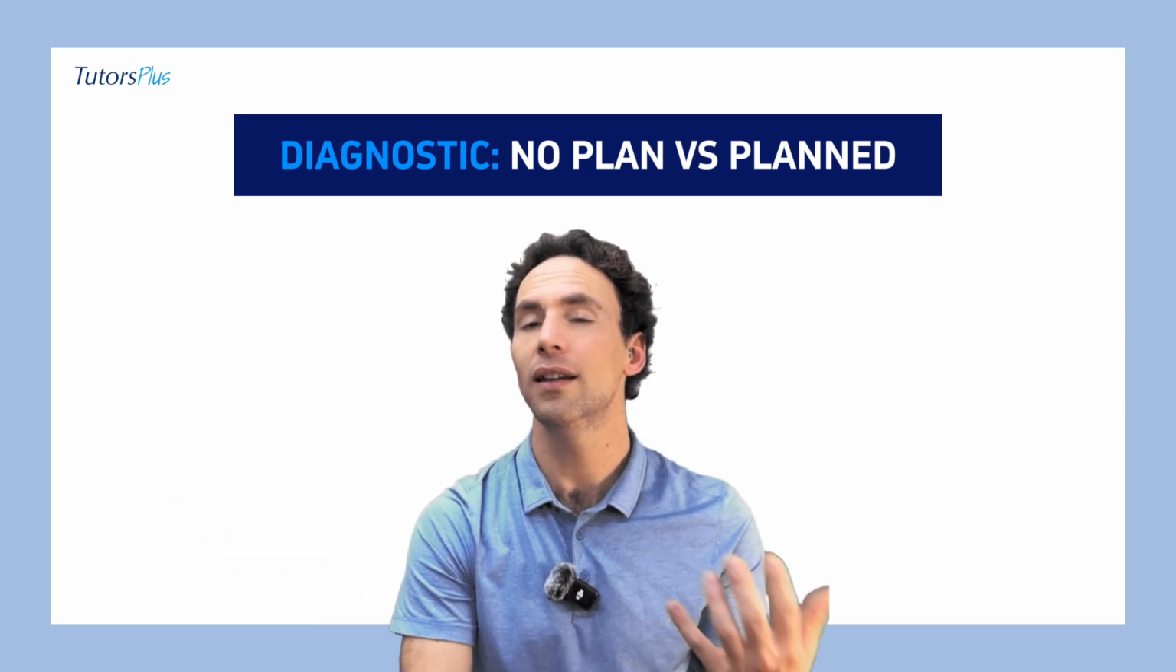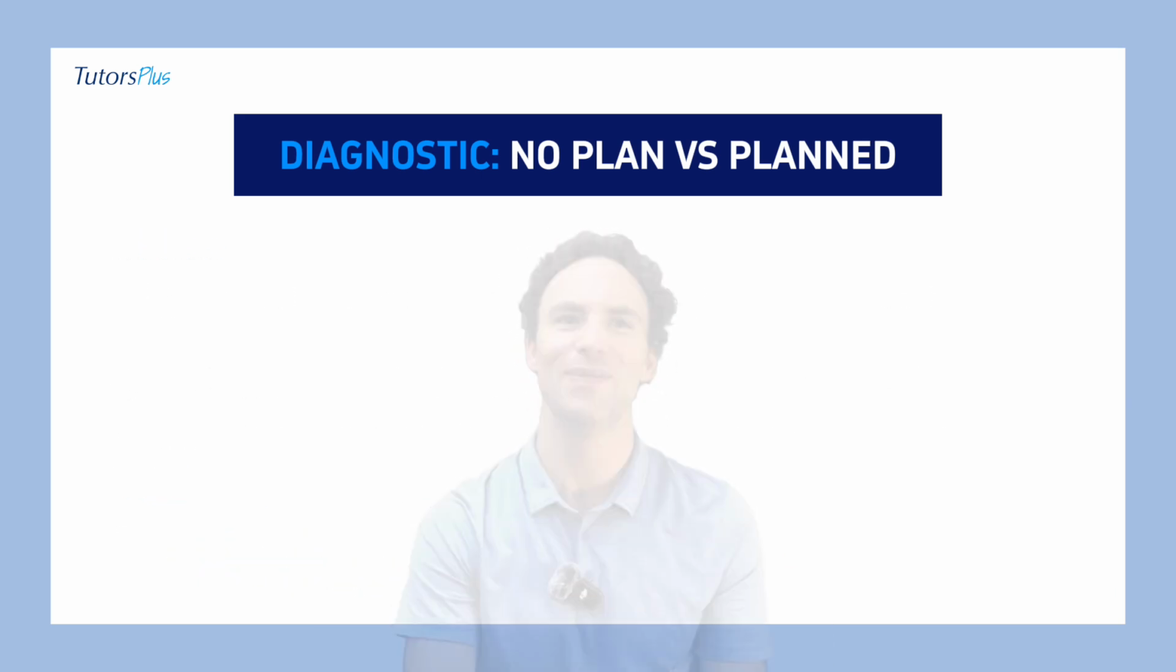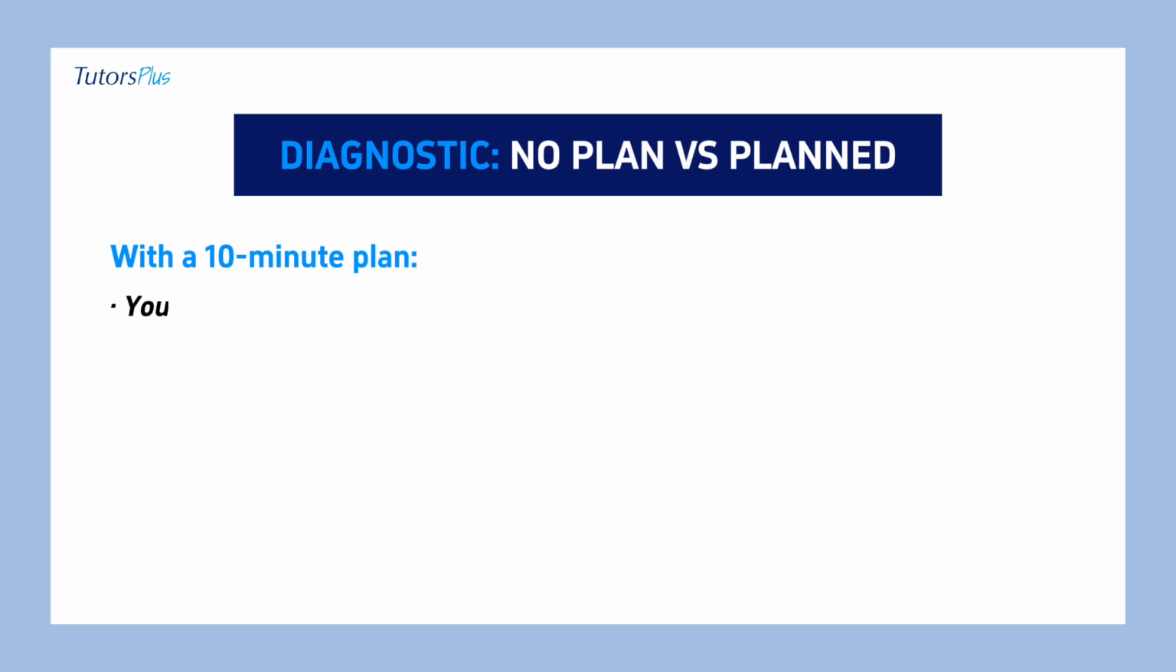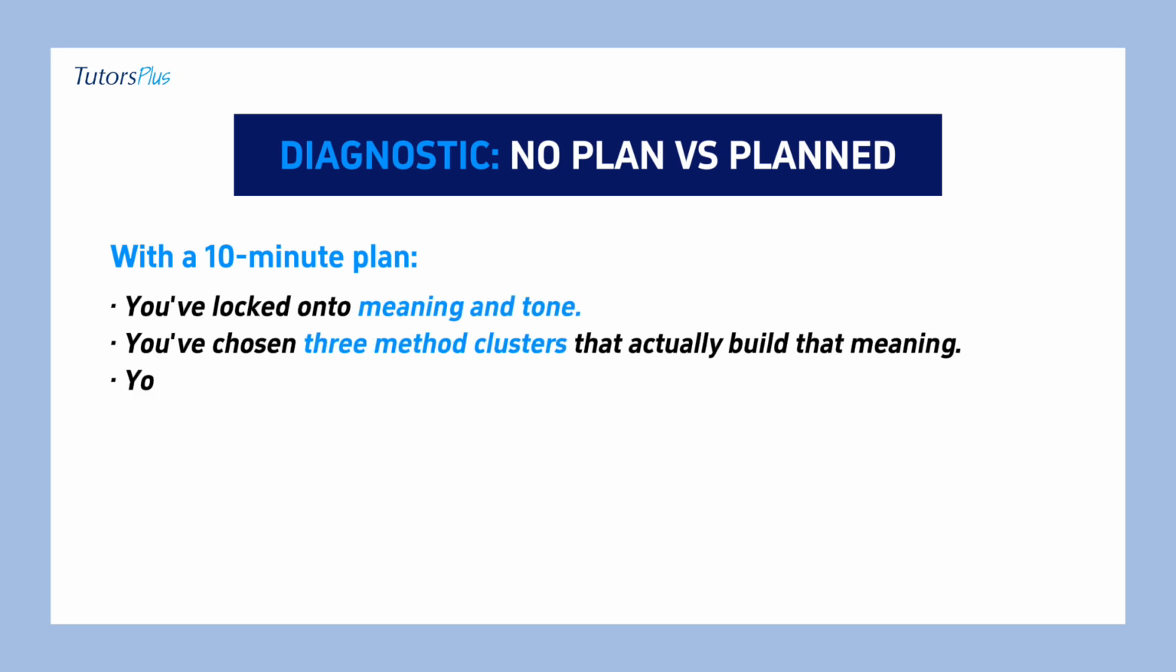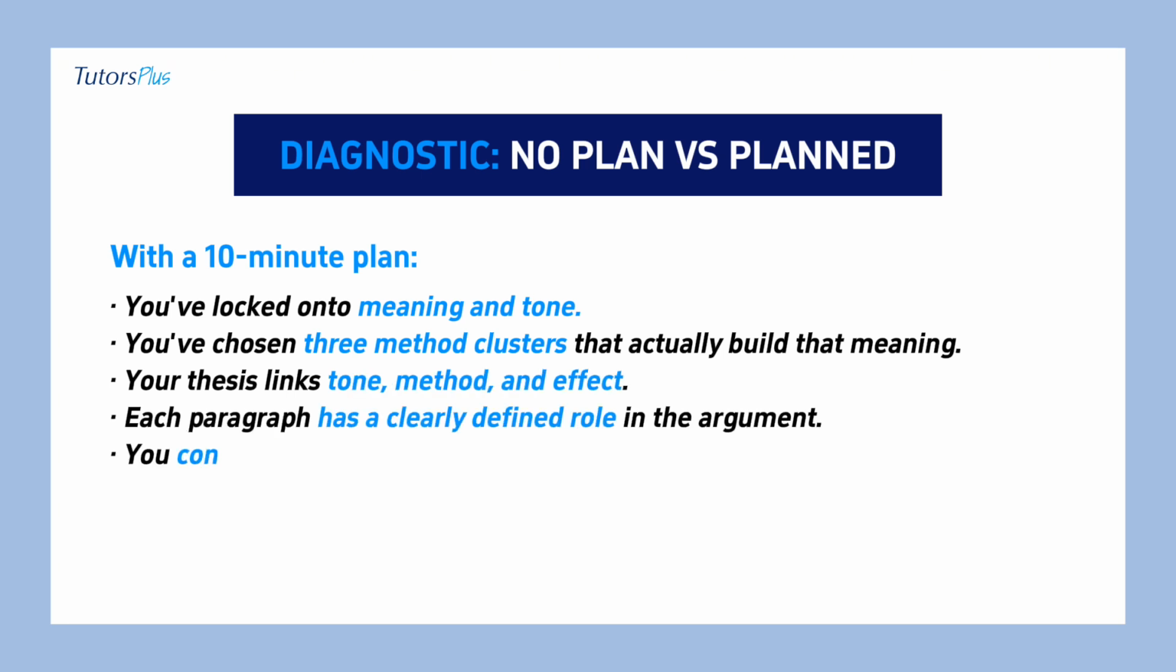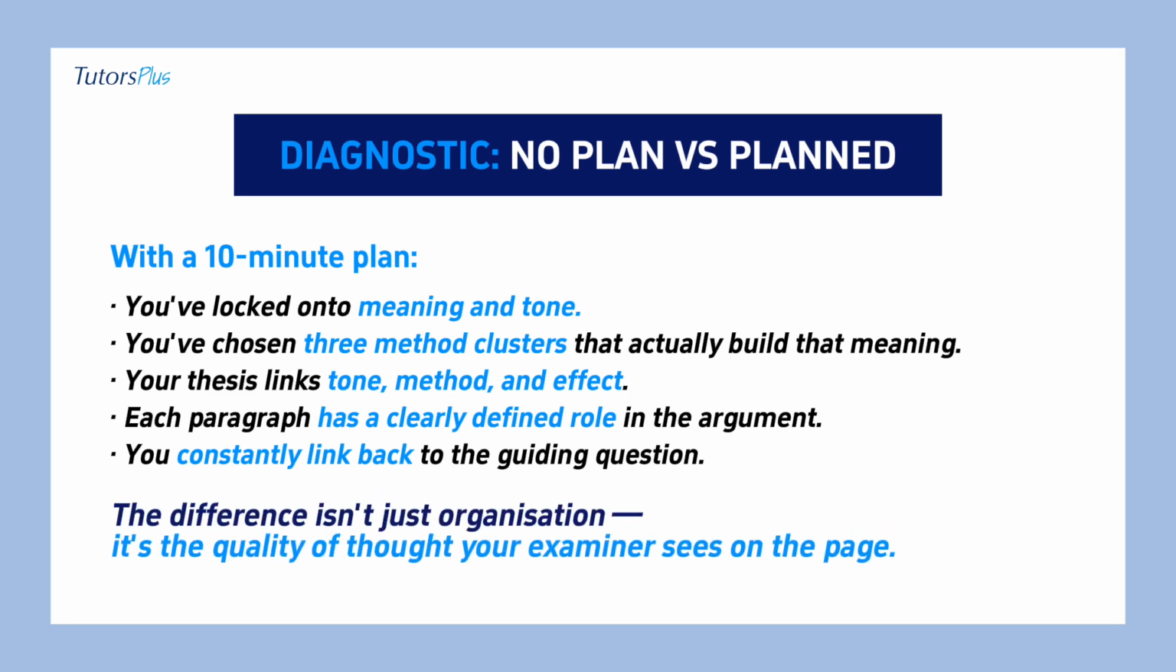So if you want those higher scores, follow these ideas. With a 10-minute plan, you lock onto that meaning and that tone. You choose 3 method clusters that actually build that meaning. Your thesis links your tone, your method, and your effect. And each paragraph has a clearly defined role in the argument. And it allows you to consistently link back to your guiding question. So the difference isn't just organization. It's the quality of your thought the examiner sees right from the word go.